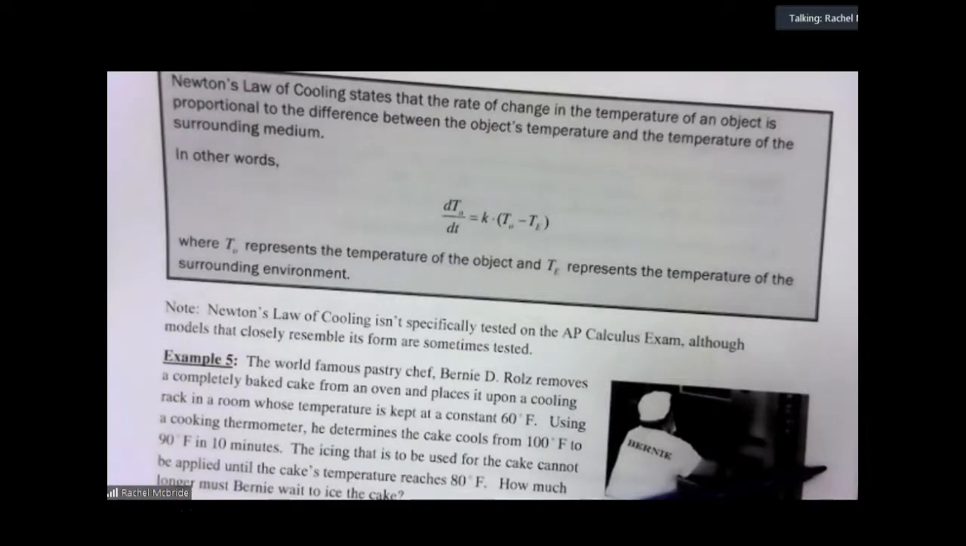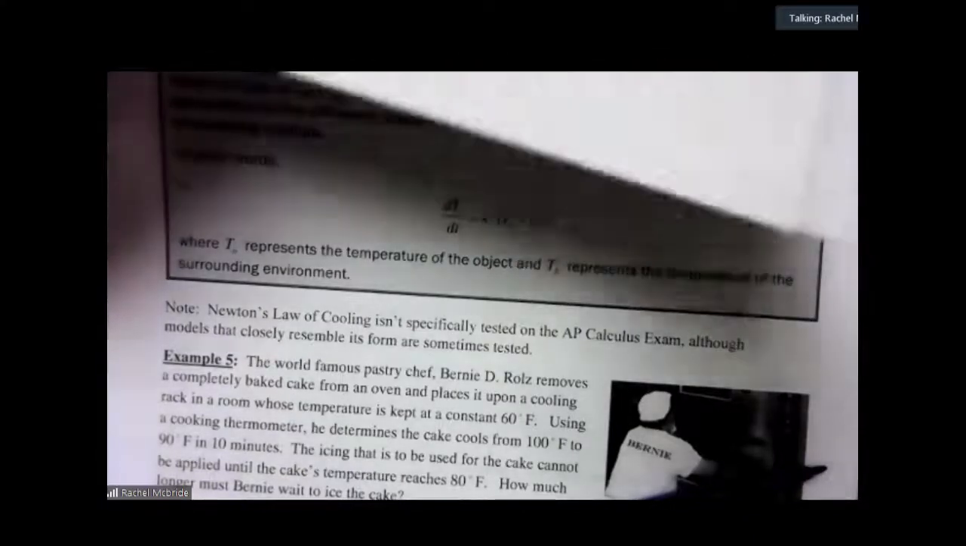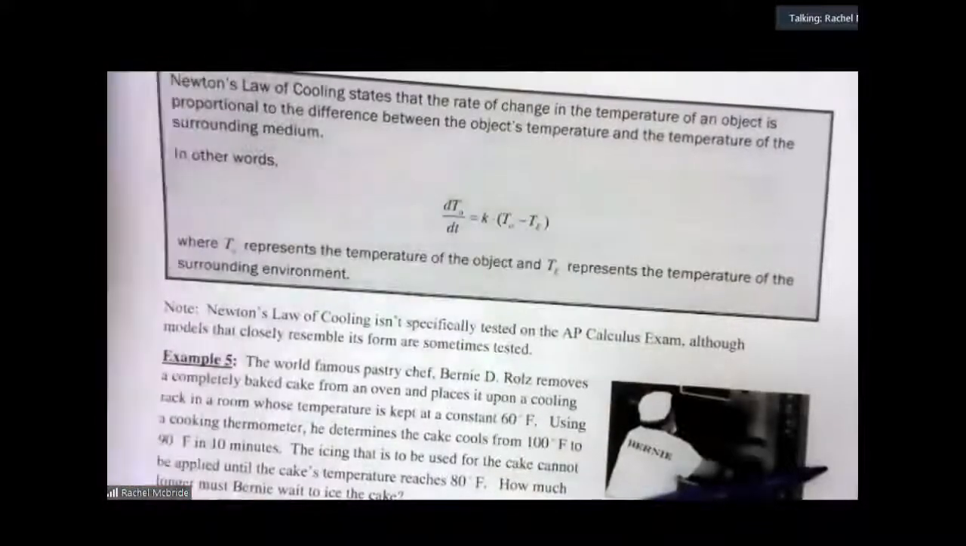CSIs use the temperature of a room and the temperature of a dead body to determine time of death because they can figure out when the body temperature was approximately 98.6 degrees and how long the body cooled to get to its current temperature. So Newton's law of cooling is actually applied in a lot of real-world situations where it can be used to determine other types of conditions.